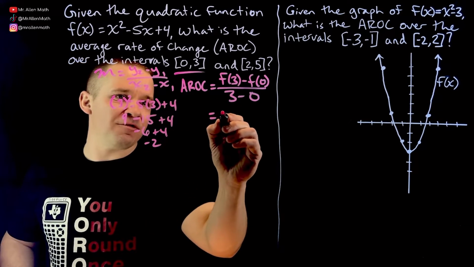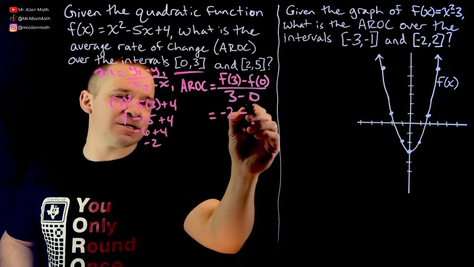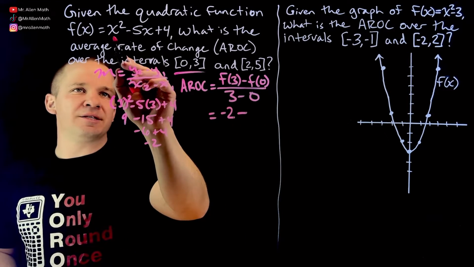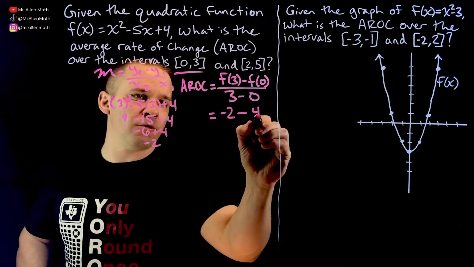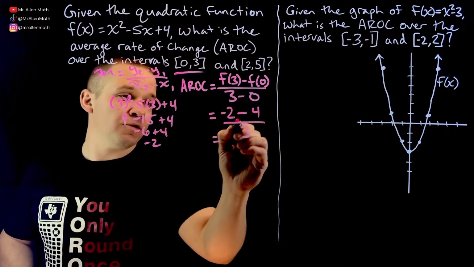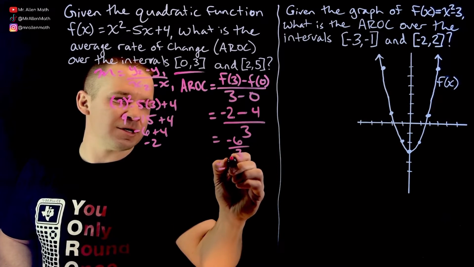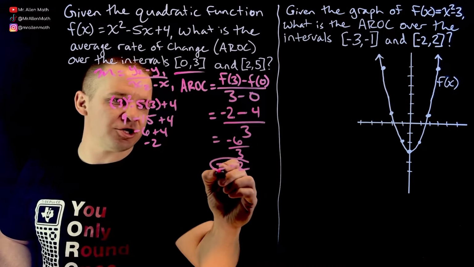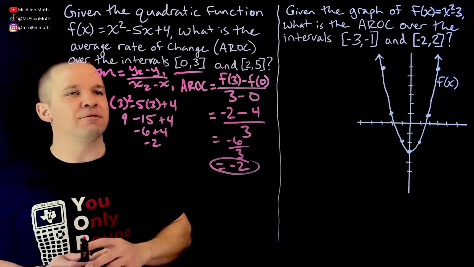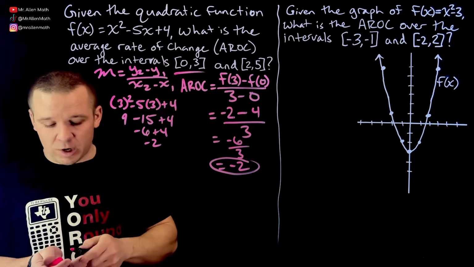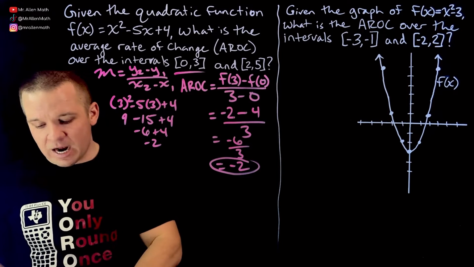So we're going to have negative 2 minus f of 0. That one's pretty easy. That's just 4. So minus 4 over 3. Well, this works out well. Negative 6 over 3 equals negative 2. So my average rate of change is negative 2. Nice. First one, donezo. All right, next one.